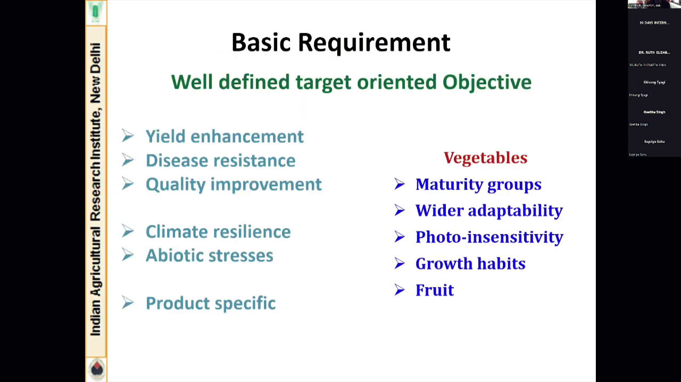For any cultivar development, the basic requirement is well-defined, target-oriented objectives. These may be yield enhancement, disease resistance, quality improvement, climate resilience and abiotic stress tolerance, or sometimes it is product specific for different quality parameters. Among vegetables, there may be different objectives like maturity, growth, wider adaptability, protein sensitivity, growth habits, fruit shape, size, like that. So these are the basic requirements for initiation of any breeding program.